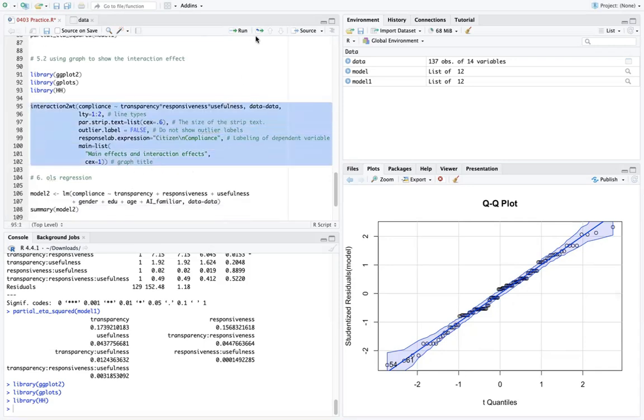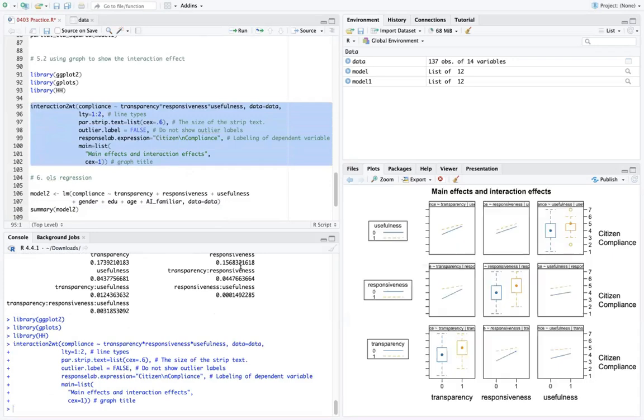So we can run this one. And here we can see these three are the main effects of transparency, responsiveness, and usefulness. And the others are the interaction effects between two independent variables. Like this one is the interaction effect of responsiveness and transparency.